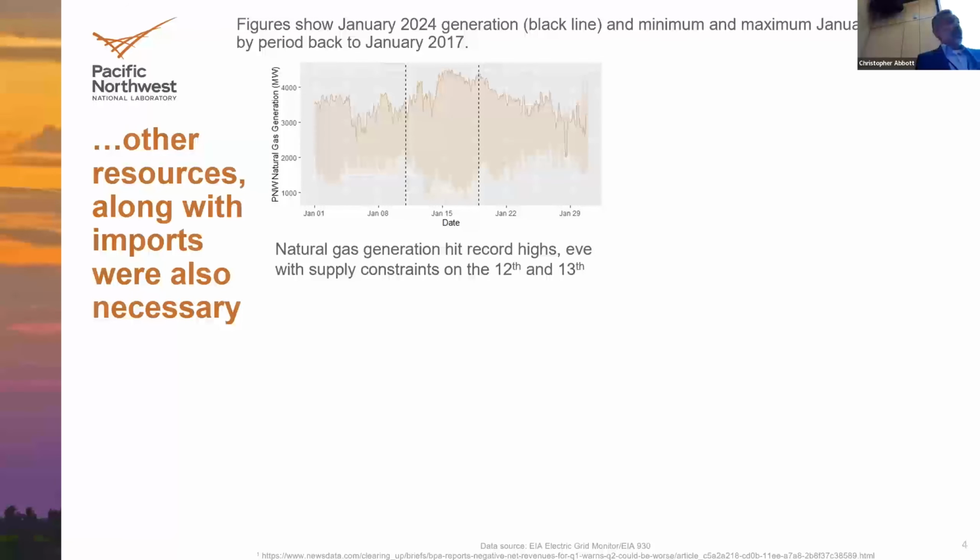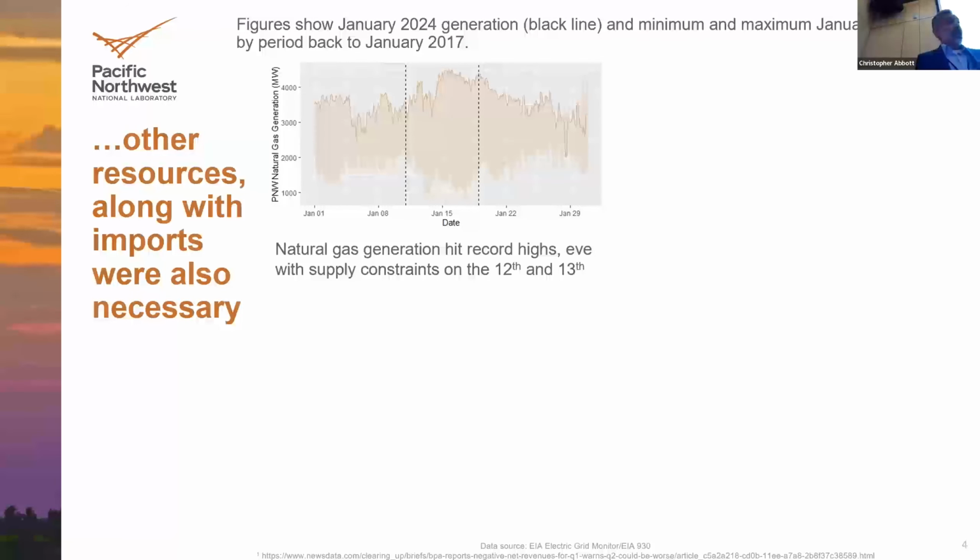Before and after, they were at their almost minimum, like record minimum generation levels, right? And this is a function of low water, but also some proactive planning in anticipation of the event, so that basically the reservoirs are up to their maximum capacities to be able to respond during the event itself.